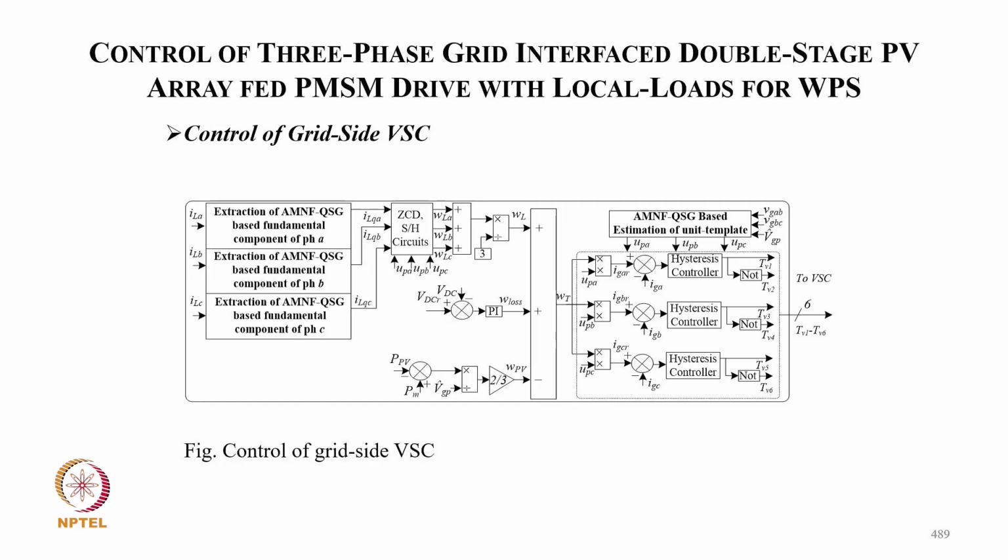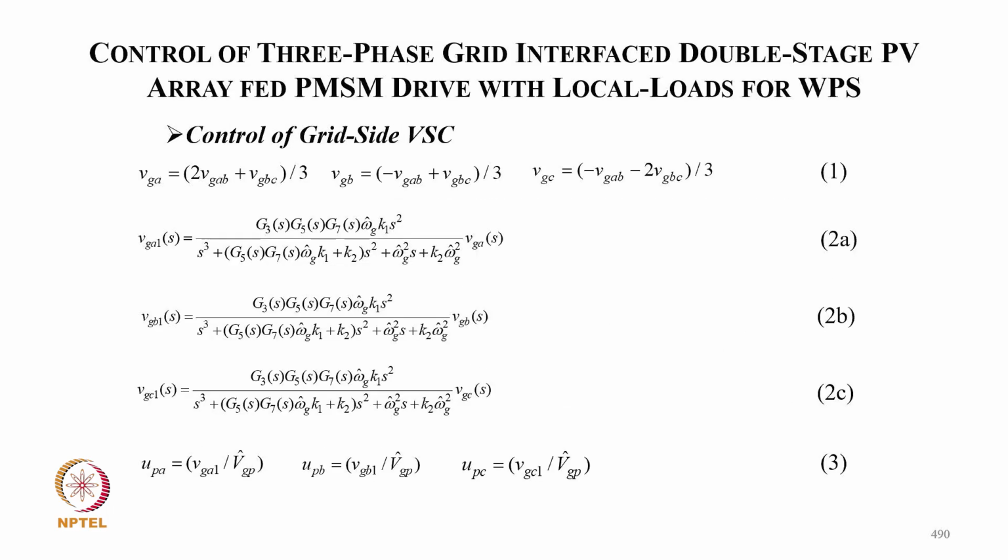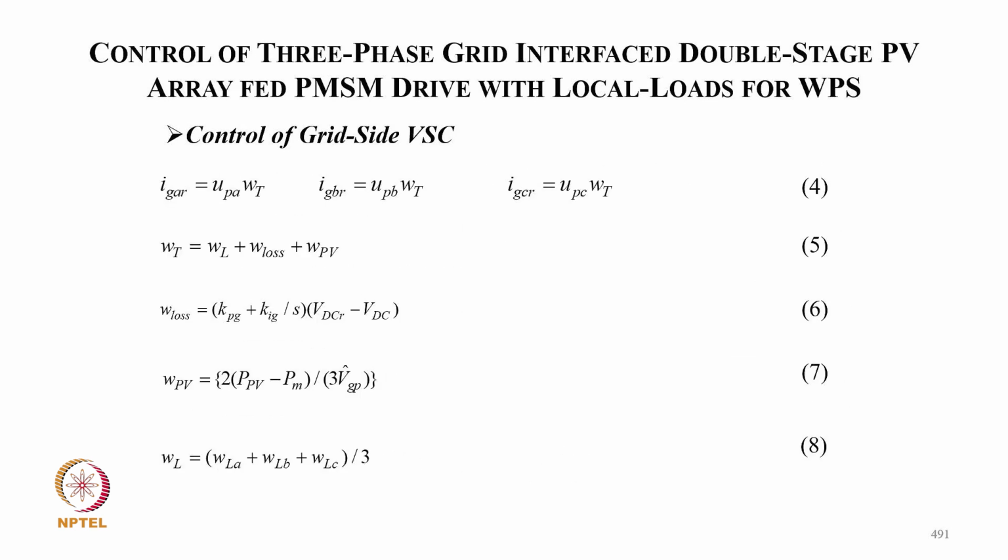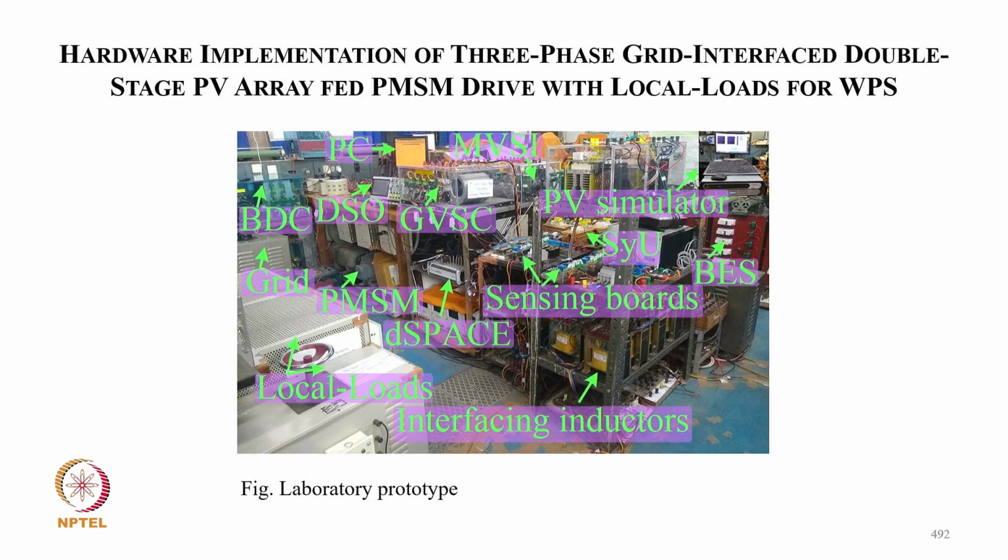Then with the amplitude of the grid voltage, we calculate the grid reference current, we sense the grid current, and use a current controller for the voltage source converter. And these are of course the filter equations for the grid voltage filtering if they are distorted, and these are the grid reference current calculations corresponding to different ways. And this is the laboratory prototype.